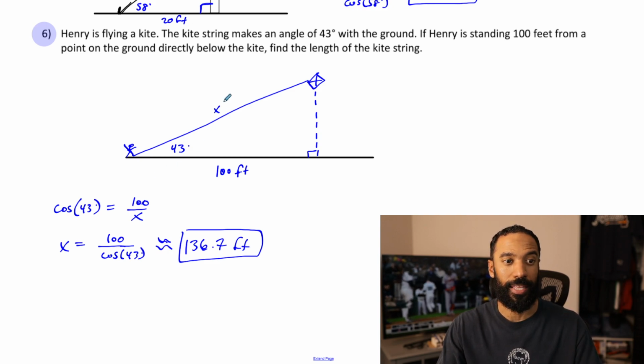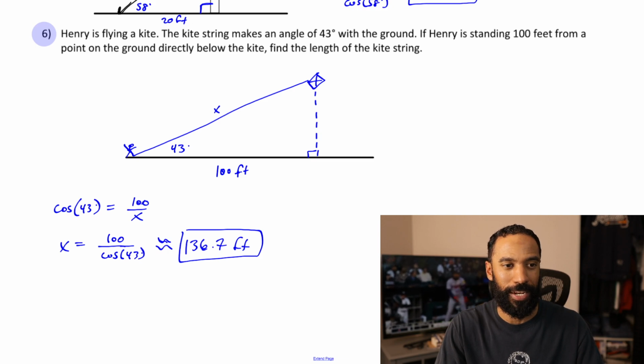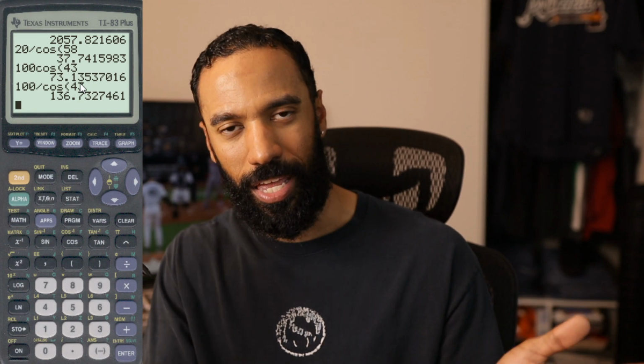Now, I forgot to keep telling you whether an answer makes sense to me or not. At least it's more than 100. And that's the thing that raised a red flag for me. I did 100 times cosine of 43, and I got 73.13, which is less than 100, which a hypotenuse should never be in a situation like that. The boy's kite string should be longer than the distance between him and a point directly below the kite.